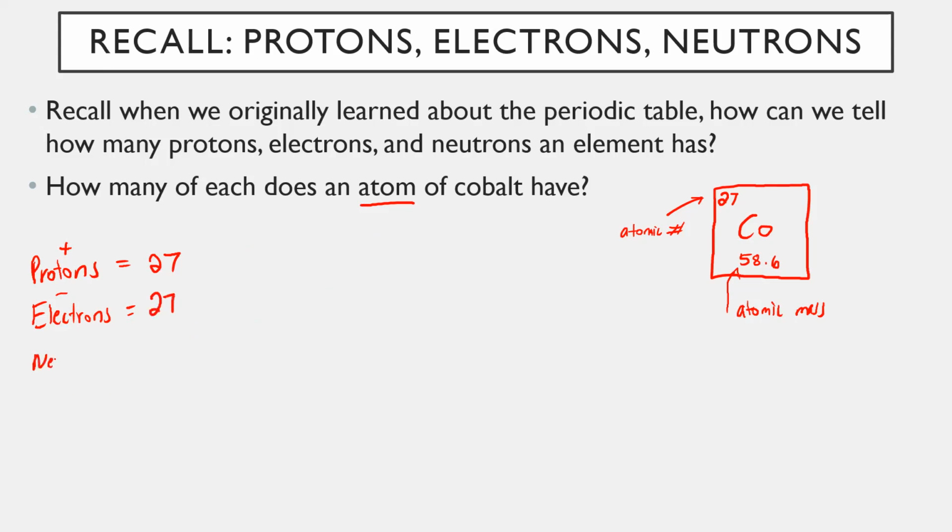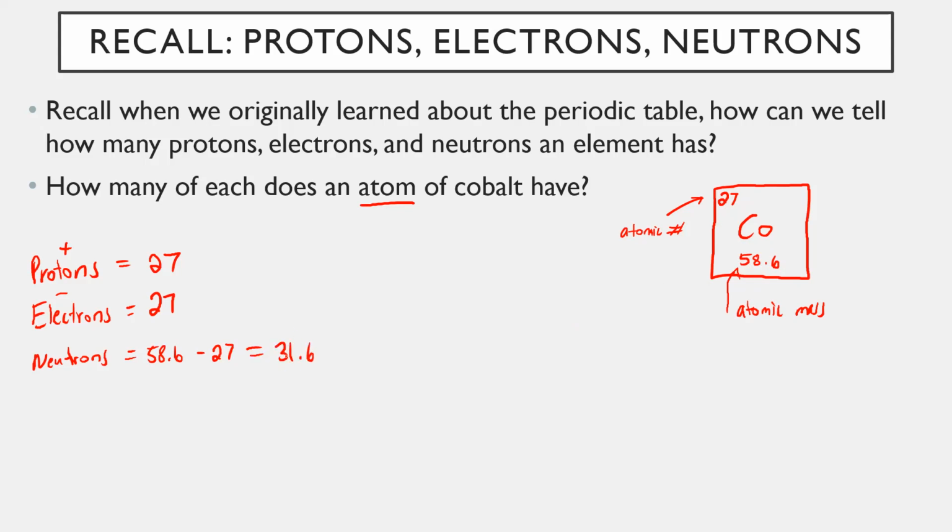Now, neutrons are a bit of the wild card here. Neutrons take a little bit of math to figure out. Neutrons require us to look at the atomic mass and the atomic number. And what we have to do to these two things is take the atomic mass and subtract the atomic number from it. So in other words, we need to go 58.6 and take away 27. What this is going to give us is 31.6.